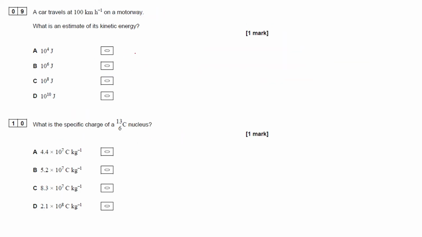In this question we want to work out an estimate of the kinetic energy of a car on a motorway. So you have to think of appropriate values to use to estimate these quantities. So writing the equation down, half mv squared. If we think about typical mass and the speed of a car on a motorway, we could say something like around 3,000 kilograms for the mass.